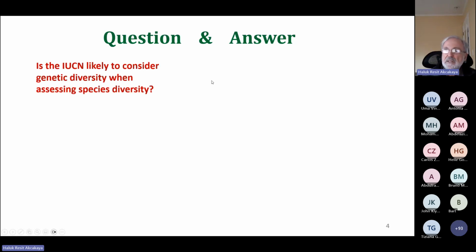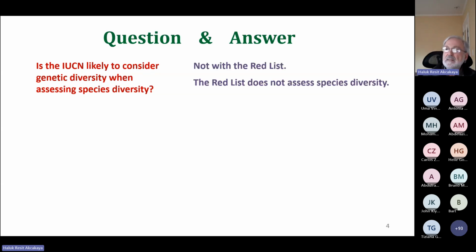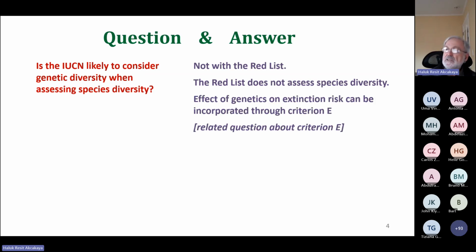So the first question is, is the IUCN likely to consider genetic diversity when assessing species diversity? So the obvious answer is that I don't know whether IUCN assesses species diversity or will assess species diversity, but if it does, it won't be with the Red List, because the Red List does not assess species diversity. Now, effects of genetics on extinction risk can be incorporated through the Red List Criterion E.